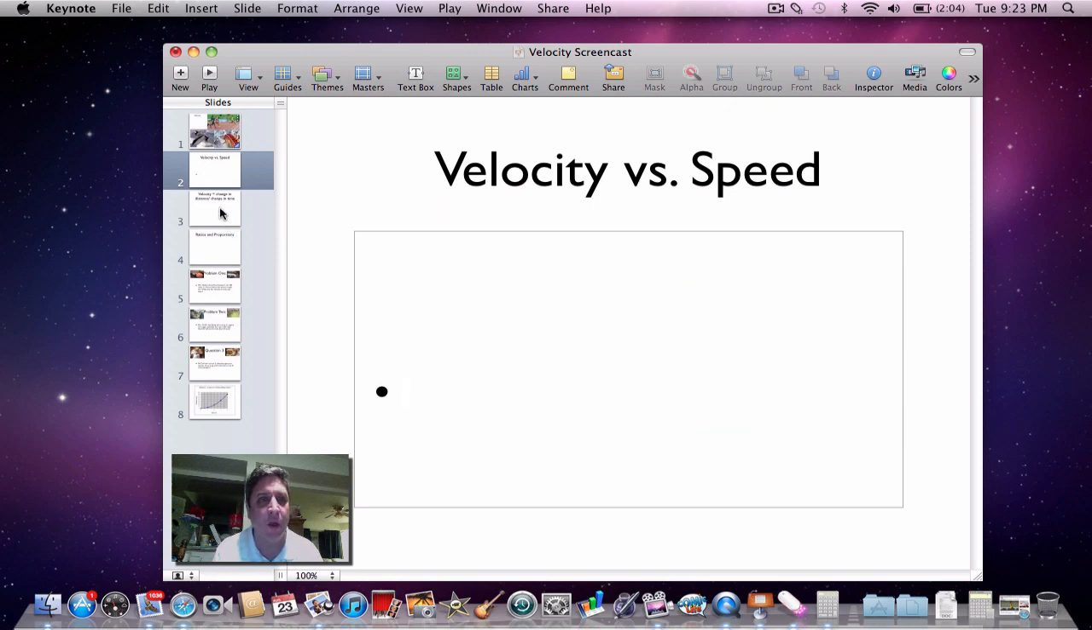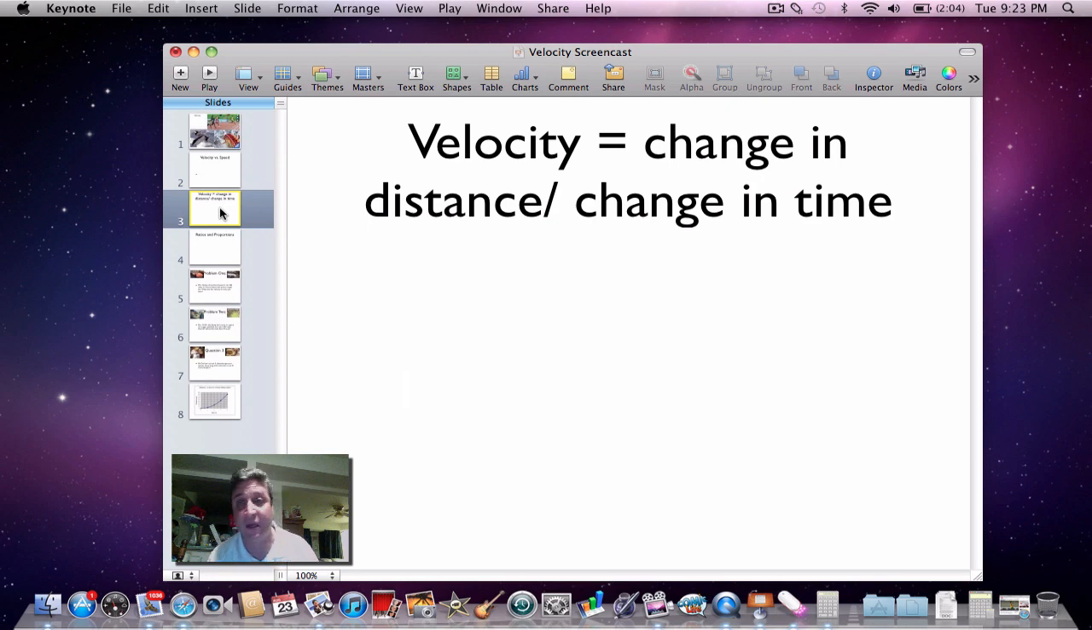Now if I go to the next slide, what I really want you to understand is velocity is the change in distance divided by the change in time. So if we go back to Usain Bolt as our example, Usain Bolt ran 100 meters in 9.53 seconds.